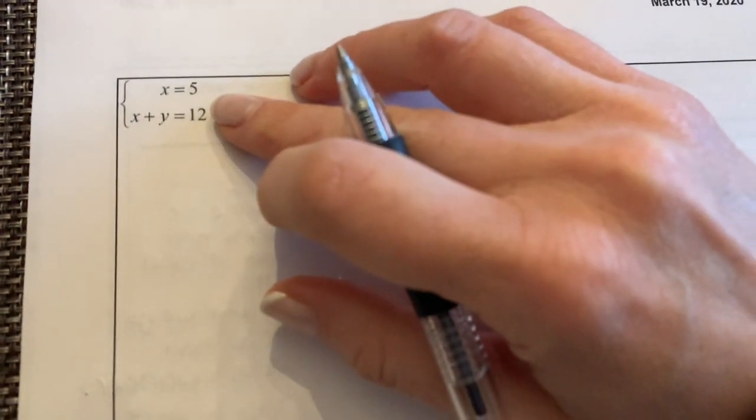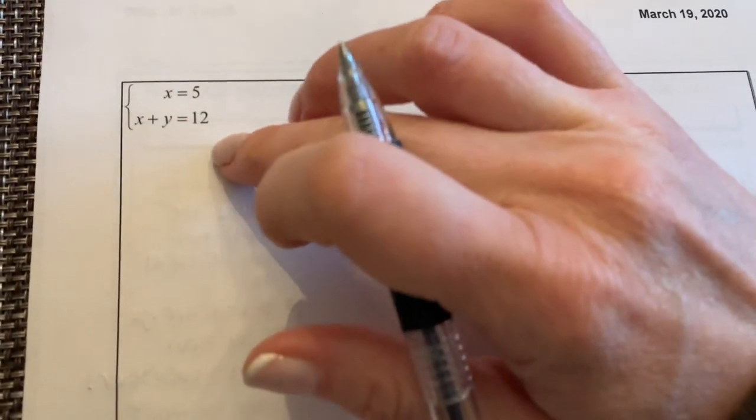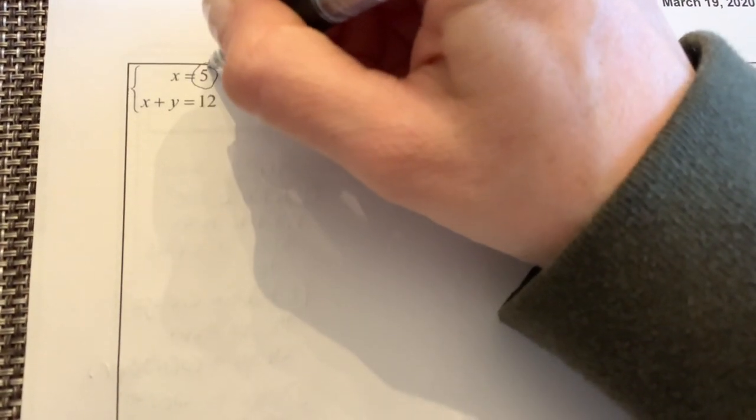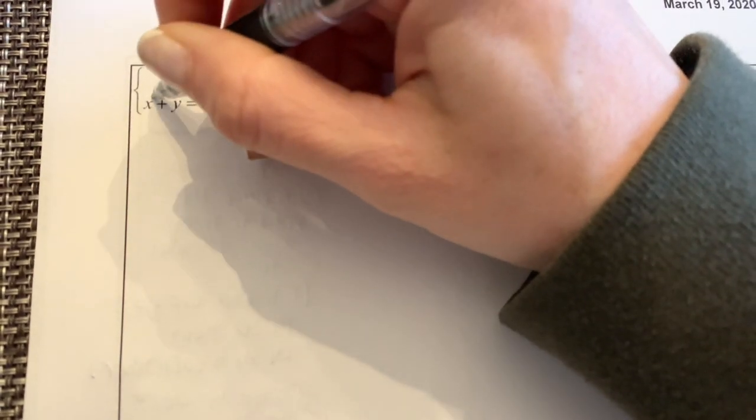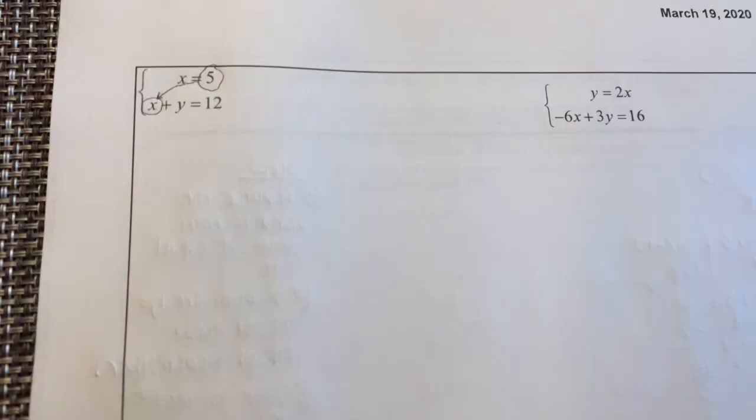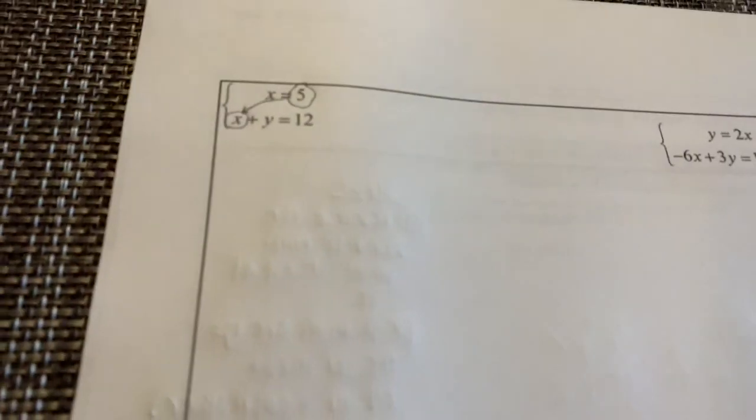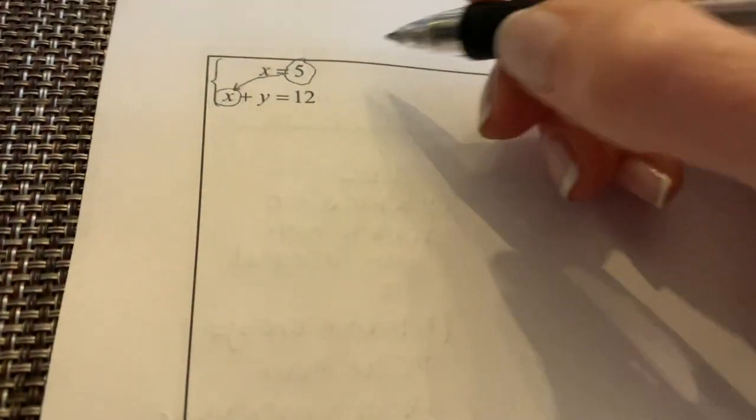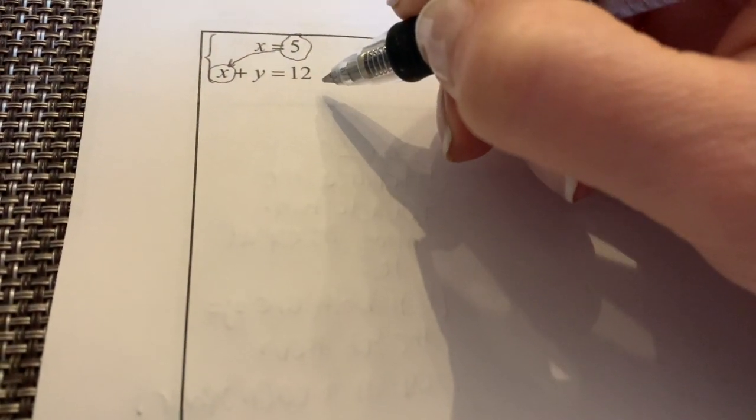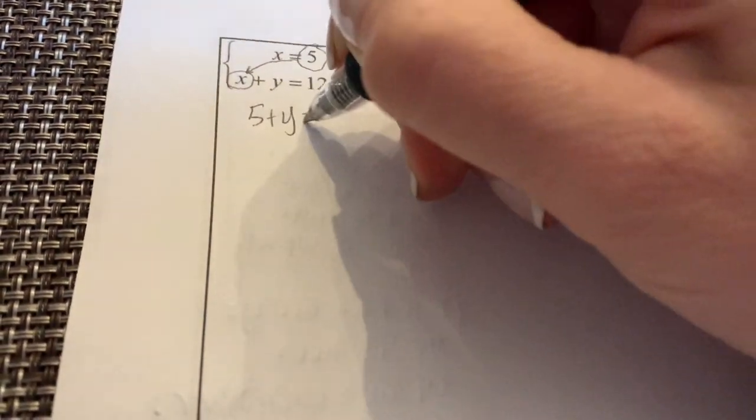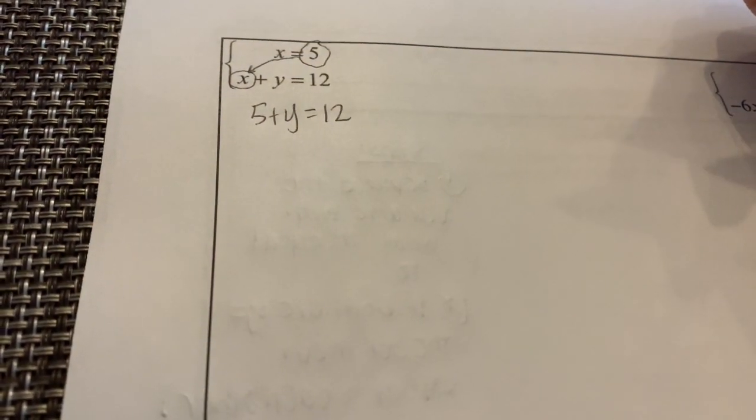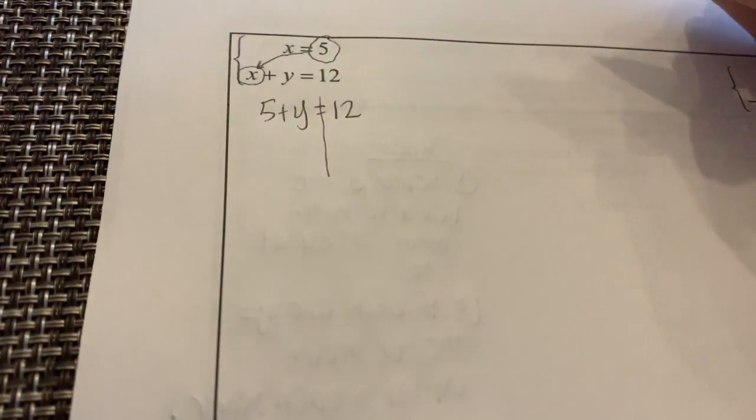First thing is that we're gonna pick the one that's set equal to a variable, right? So that's the x equals 5. And I'm gonna replace the x with a 5 in the second equation, okay? So we're substituting. Plug it in, plug it in. Okay, so instead of x plus y equals 12, I'm gonna write 5 plus y equals 12. And I'm gonna now solve for y.